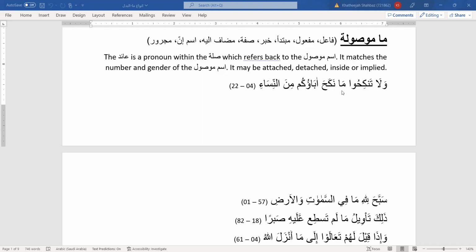So ma here is ma mausula, and nakaha aba'ukum minan nisa'i, this whole thing is its sila. And in this case, it's a jumla fi'liya. And ma plus its sila together now are going to play a role in this ayah. The role will be one of these here: fa'il, maf'ul, mubtada, khabar, and the remaining. What is the role of ma nakaha aba'ukum minan nisa? Brother Ashar.